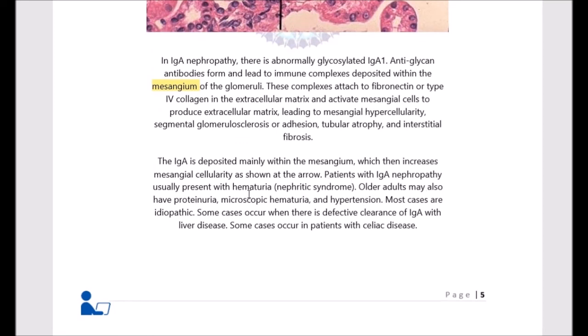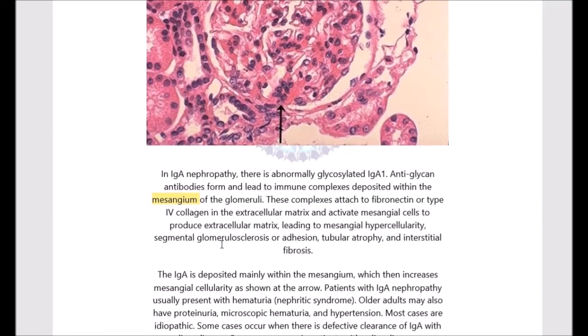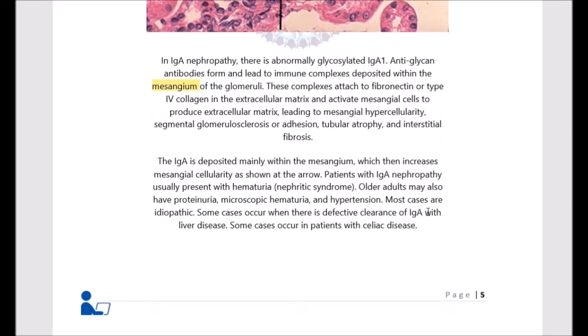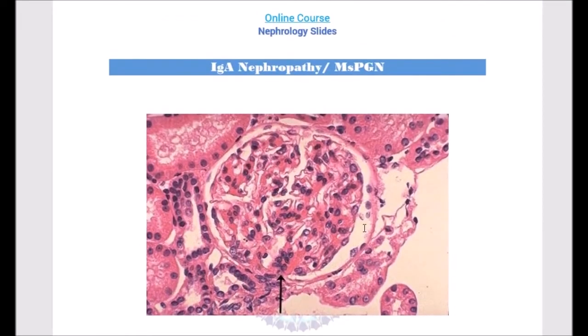Patients with IgA nephropathy usually present with hematuria. Older adults may also have proteinuria, microscopic hematuria, and hypertension. Most cases are idiopathic. Some cases occur when there is a defective clearance of the IgA with liver disease. Yes, you will have the A for alcoholic liver disease, which has defective clearance of the IgA leading to IgA nephropathy, and also some other associations, such as celiac disease. So what I'm saying, my dear, is that the aim and objective of this slide is the mesangial proliferative glomerular nephritis, the mesangial proliferation. This is one of the important points that you need to remember.